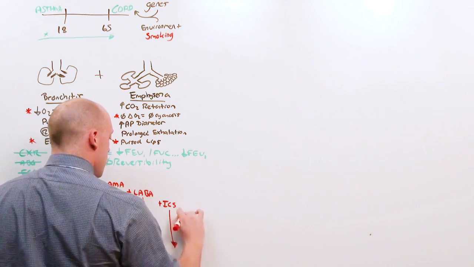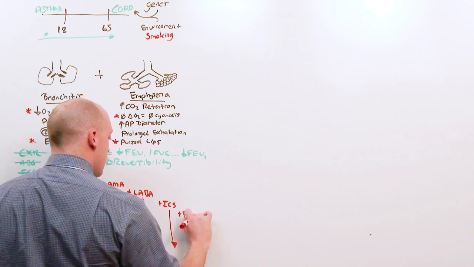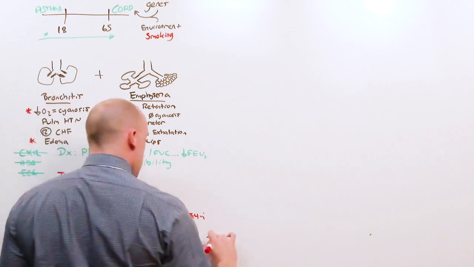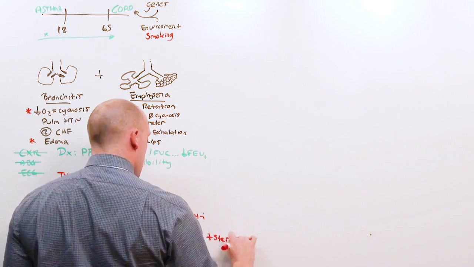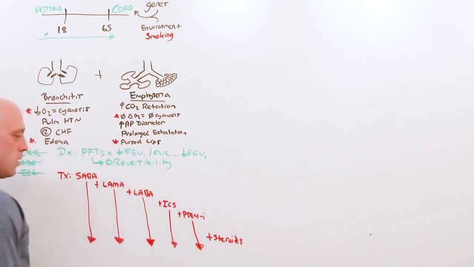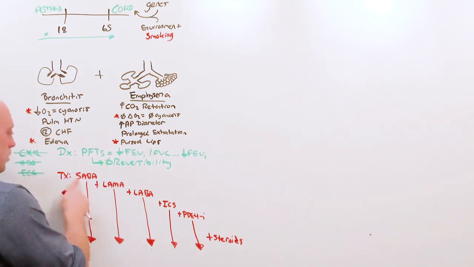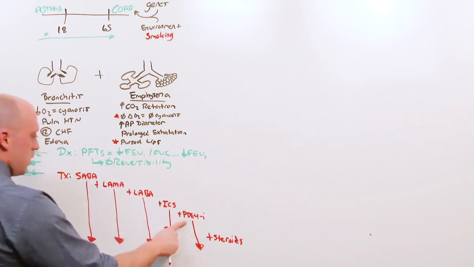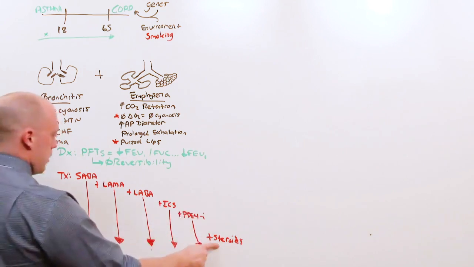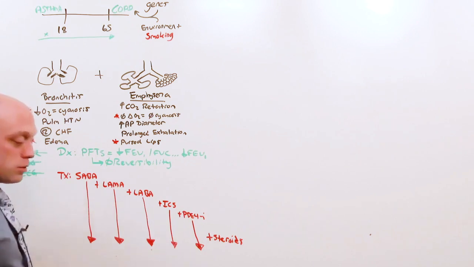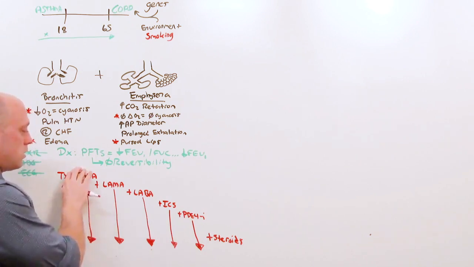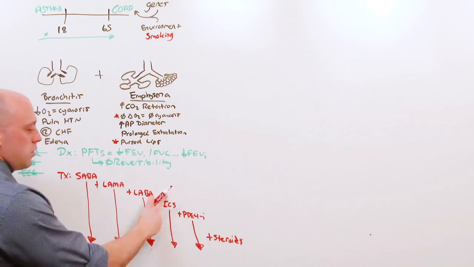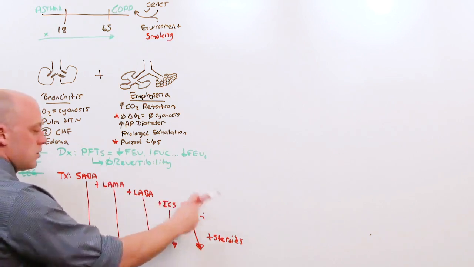And recently we've added a new class, the phosphodiesterase 4 inhibitors. And if all else fails, you add steroids. And of course, you know your job is to get people off steroids. This is the easy version. Albuterol, tiotropium, any long-acting beta agonist, any inhaled corticosteroid, any phosphodiesterase 4 inhibitor, add steroids. In reality, what you're going to do is be using short-acting bronchodilators, long-acting bronchodilators, inhaled corticosteroids, oral medications, and steroids.